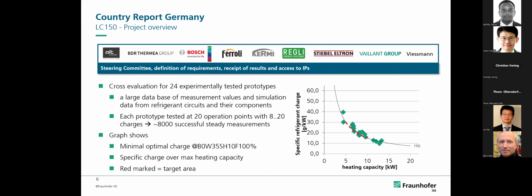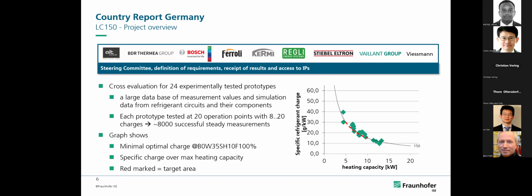At the end, we rated these systems based on a typical operating condition for brine water or ground source heat pumps in Europe, which is a heat source temperature of 0 degrees Celsius, a supply side temperature of 34 degrees Celsius, a superheating of 10 Kelvin, and a compressor frequency of 100%. Based on the optimal charge, you can see the 24 different prototypes that have been tested so far.